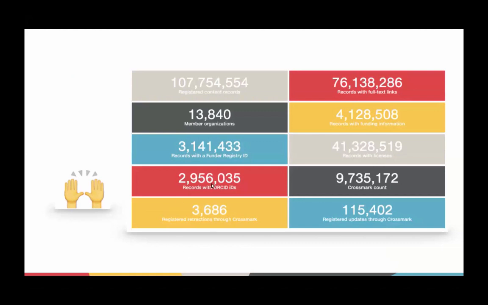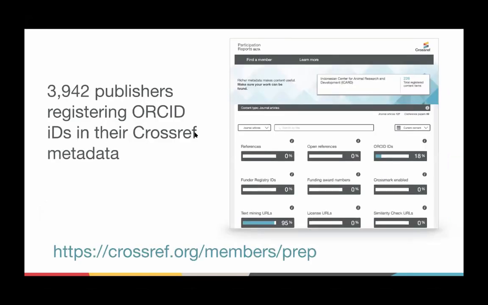As said, nowadays we've got over 2 million publications with ORCID IDs associated with them. So these are our overall Crossref figures. But that's a big number based on how many ORCID IDs there are and how many papers are being published with Crossref every year. And it means that there are nearly 4,000 individual publishers, or individual Crossref members, who are registering ORCID IDs in their Crossref metadata.